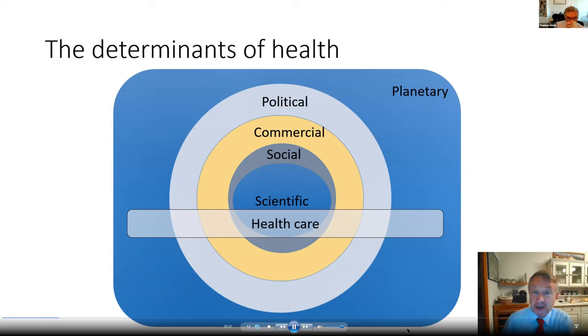The determinants of health are important. So here we have the biological mechanisms, the social determinants, the role of corporations, an increasingly important contributor to the health of populations, the political determinants, and then, of course, all of these take place within the concept of planetary health. And healthcare cuts across all of these because it contributes to the health of the population as well.